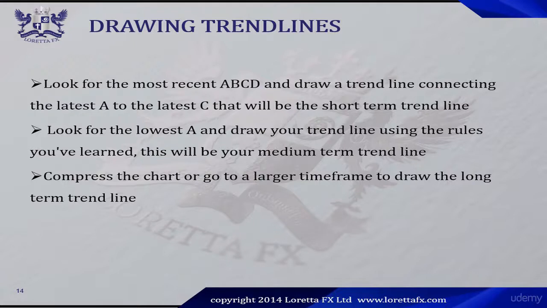Now look for the lowest A and draw your trend line using the rolls, and this will be your medium term trend line. Now the next step is to compress the chart, that is to zoom out or go to the larger time frame to draw the long term trend line.